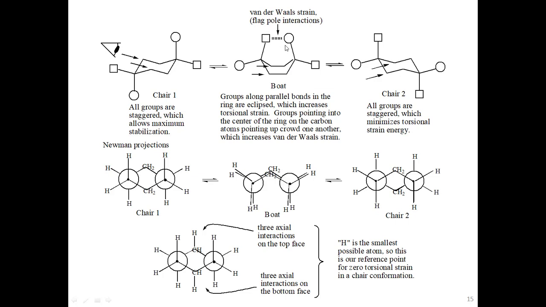The boat has another little problem here besides these eclipsing interactions on the side. These two groups kind of tilt into the middle and bump into each other, and this is called van der Waals strain. Some people in a cyclohexane call this flagpole interactions. We're not going to emphasize this, but just pointing that out. Another reason for the strain.